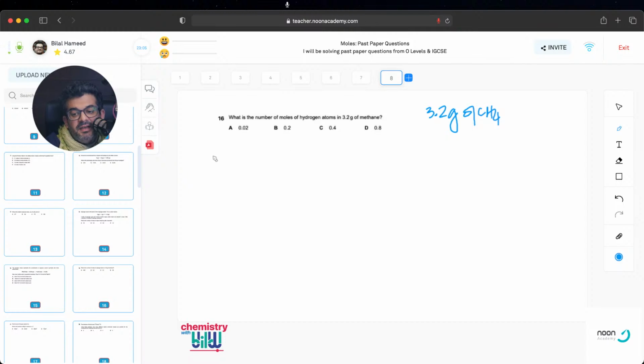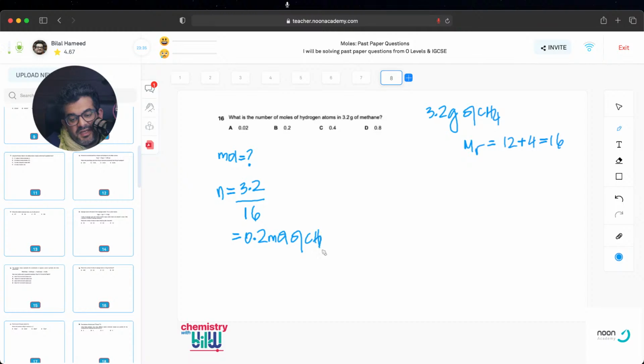Now, you've got 3.2 grams of methane. The first thing you should do is convert that into mole. So for that you've got to find the Mr of methane. Mr of methane is 12 plus 4, which is 16. So number of moles is mass over molar mass. So 3.2 over 16 is how much? It comes out to 0.2 moles. So basically I have 0.2 moles of CH4. You understand? What I just found is that 3.2 grams of methane is 0.2 moles of methane.